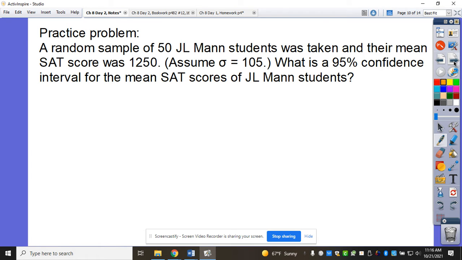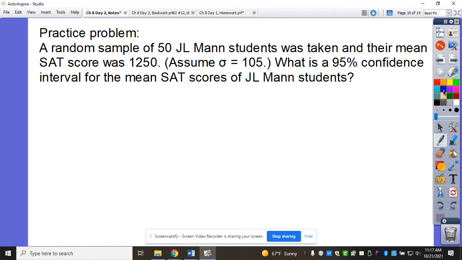On your paper. Practice problem: a random sample of 50 GLMN students was taken and their mean SAT score was 1250. Assume sigma equals 105. What is a 95% confidence interval for the mean SAT score of GLMN students? So I want to look through this first: what should you do as you read this problem?